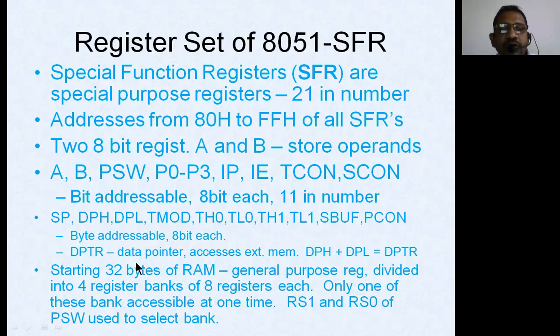So therefore, you normally going to have 32 bytes of RAM allocated for the general purpose registers. That means the programmer can access or use them as general purpose registers. 32 general purpose registers he can use. So only one of these bank registers at one time.